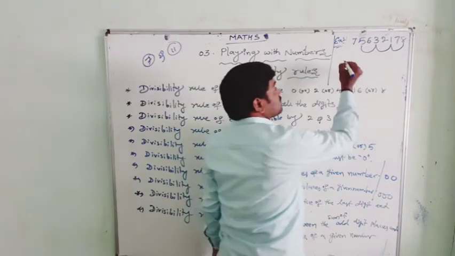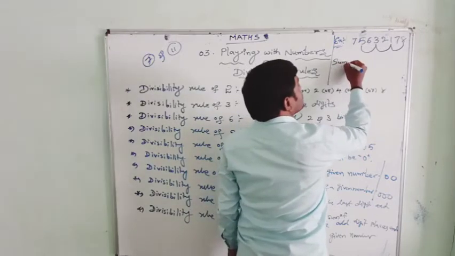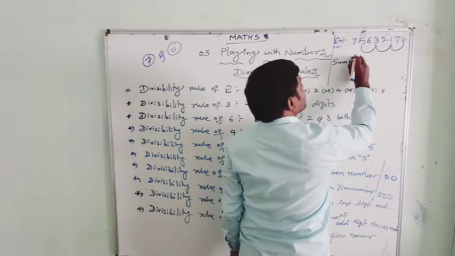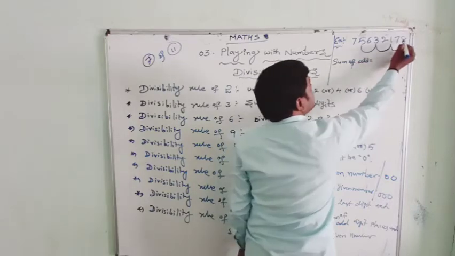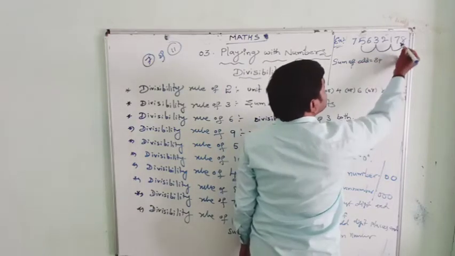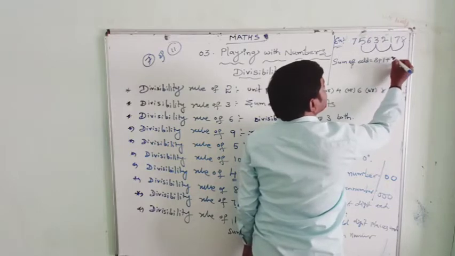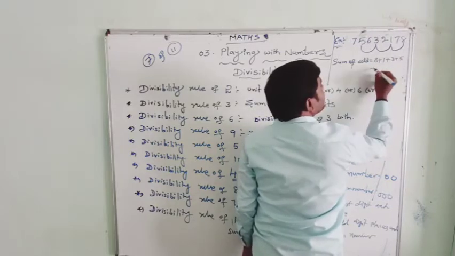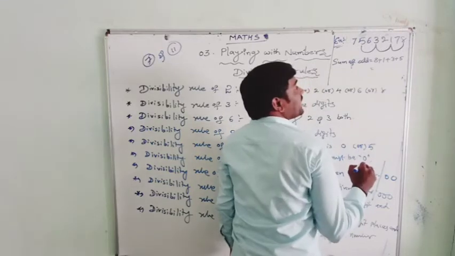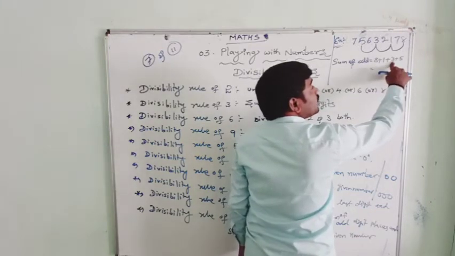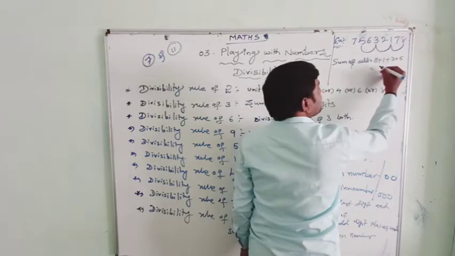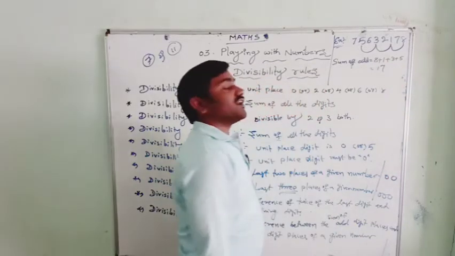The sum of odd digit places. Let us see what we get. Sum of odd digit places: 8 plus 1 plus 3 plus 5. What will we get? 8 plus 1 is 9. 9 plus 3 is 12. 12 plus 5 is 17. The sum of odd digit places is 17.